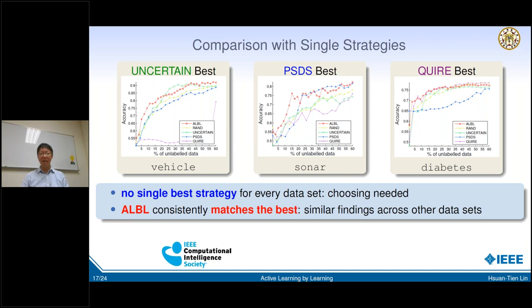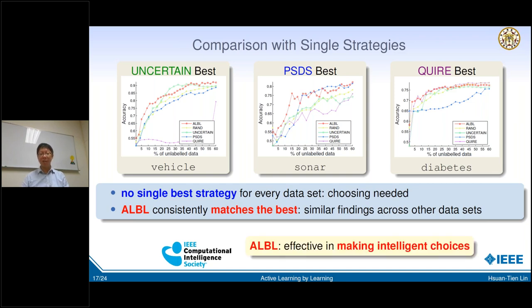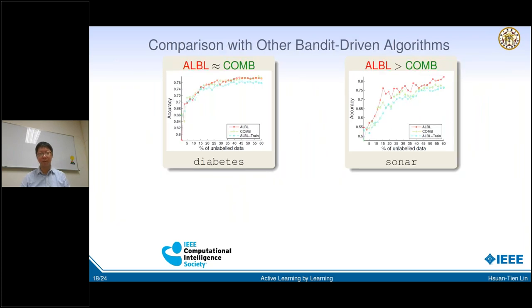So basically, you have four algorithms there, and you don't know how to select. Now, this red curve, this active learning by learning algorithm, helps you select an algorithm such that your performance will be somewhat close to the best one. And this demonstrates that our proposed active learning by learning algorithm is effective in making intelligent choices.